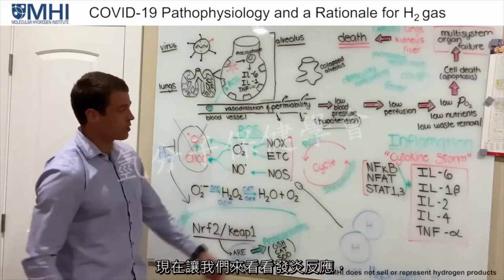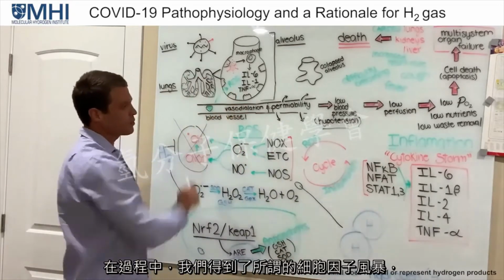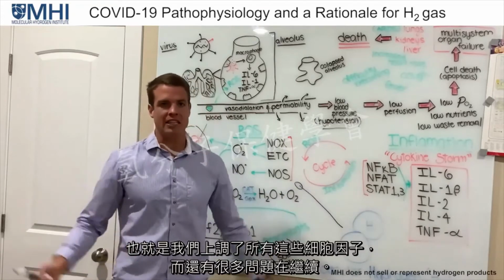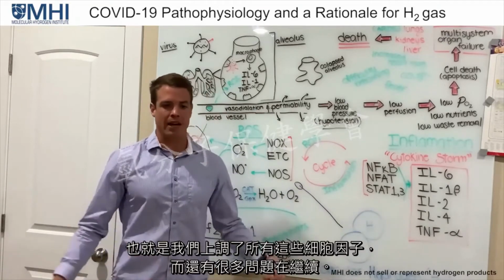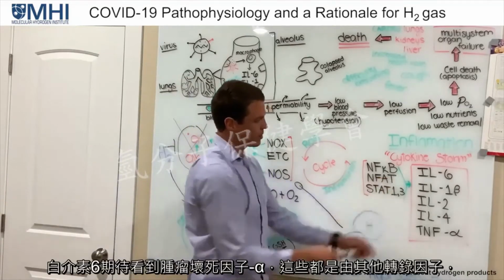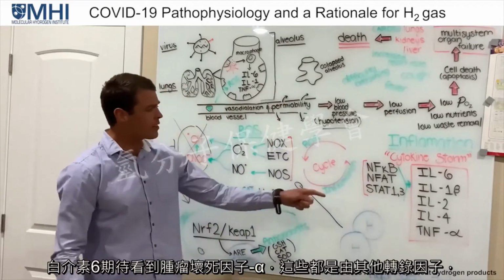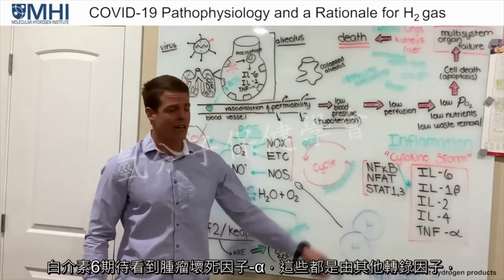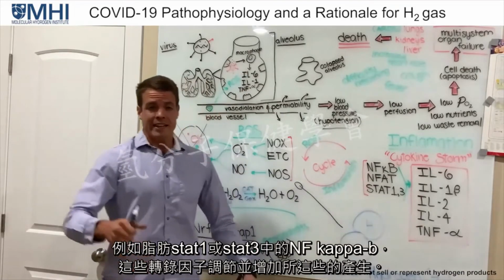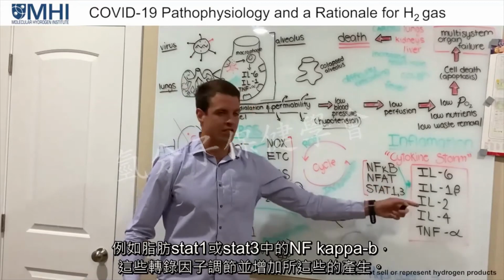Okay, so now let's go to the inflammation. During this process, we get what's called the cytokine storm. That's when we have just this huge upregulation of all these cytokines, and we have tons of problems going on here, okay? So, for example, interleukin 6, interleukin 4, tumor necrosis factor alpha. Well, these are regulated by other transcription factors like NF-kappa B, NFAT, STAT1, or STAT3. These transcription factors regulate and increase the production of all of these.